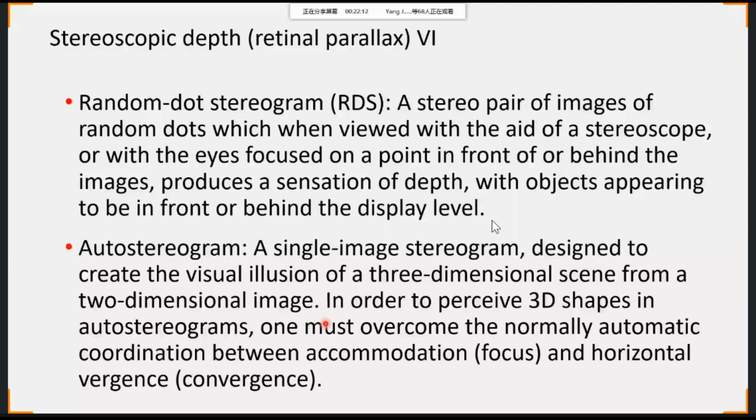In order to perceive three-dimensional shapes in autostereograms, one must overcome the normally automatic coordination between accommodation, that's about the focus, we talked about that, accommodation is another depth cue, but accommodation is monocular, and horizontal vergence, so this is convergence, this is binocular. Therefore, if you have just one eye, autostereograms do not work. We are still in the binocular section, so this only works with two eyes.